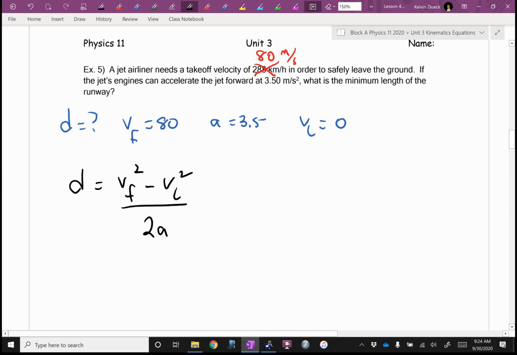Now again, if you're having trouble getting there, don't freak out, but don't quit on me. Resist the temptation to start plugging in numbers. There's always one student, oh, put in numbers, I'm more comfortable. You're doing yourself a disservice. Let's keep going. VF squared is 80 squared minus 0 squared all over 2 times 3.5. How long does this runway need to be if we're designing this airport?